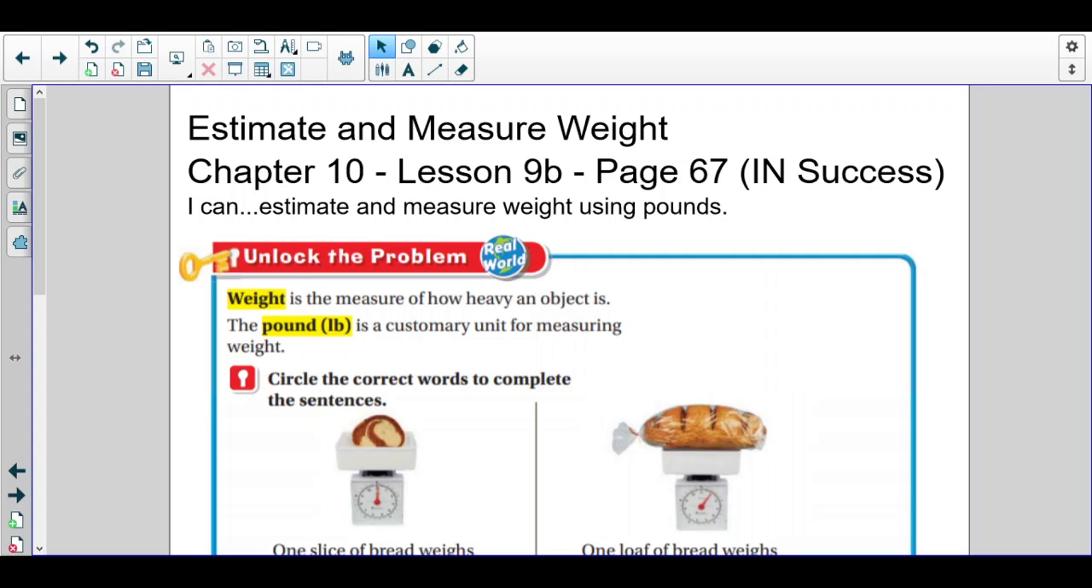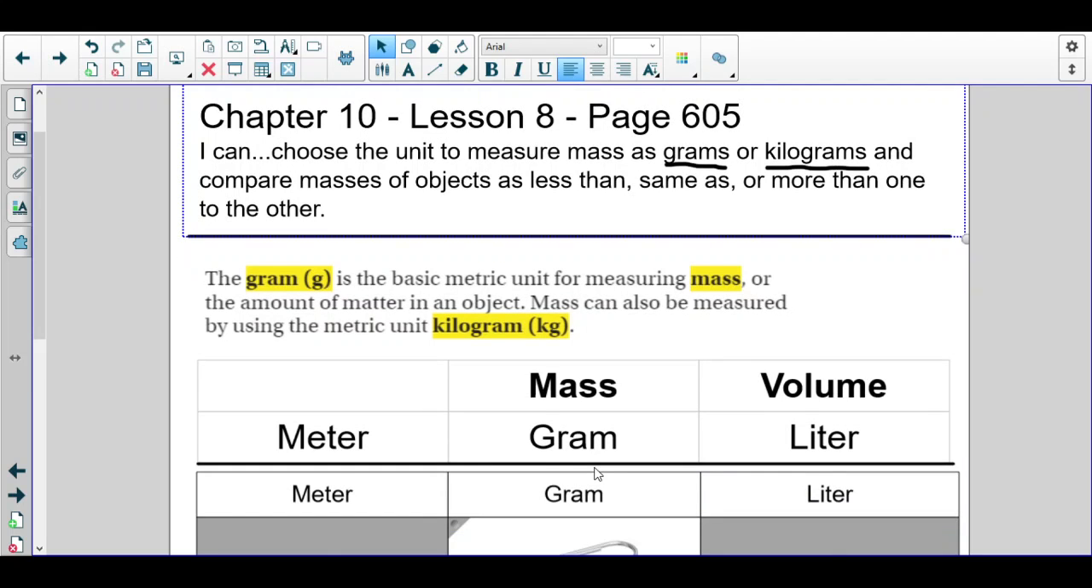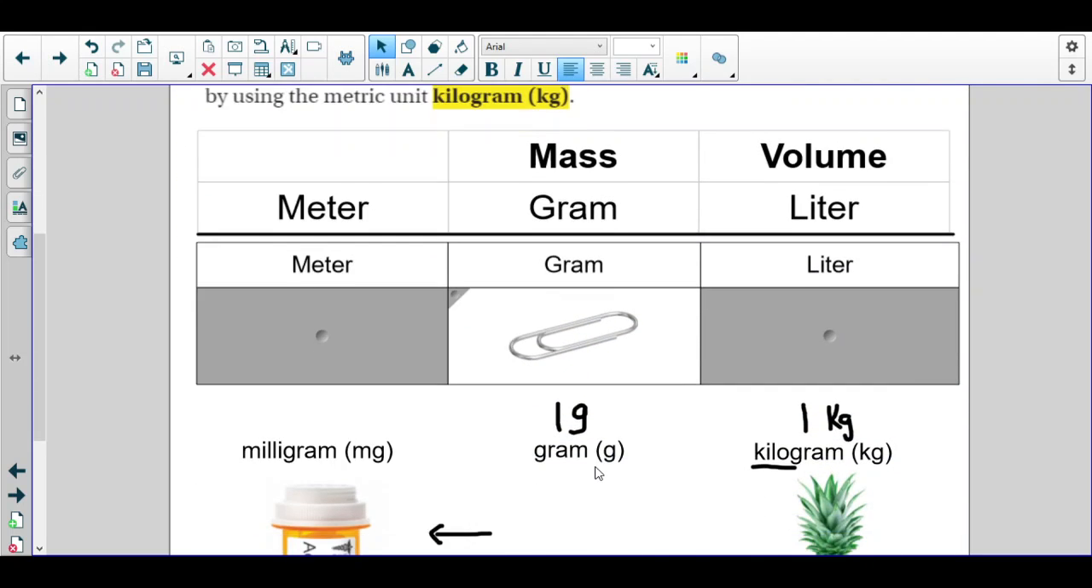They've given us one unit to look at here, but true to form, we're going to expand that out and take a look at some other units of measurement. So, weight is the measure of how heavy an object is. The pound is the customary unit for measuring weight. All right. And if we remember, going back to our study of the metric system, that measure of weight or mass was the gram.